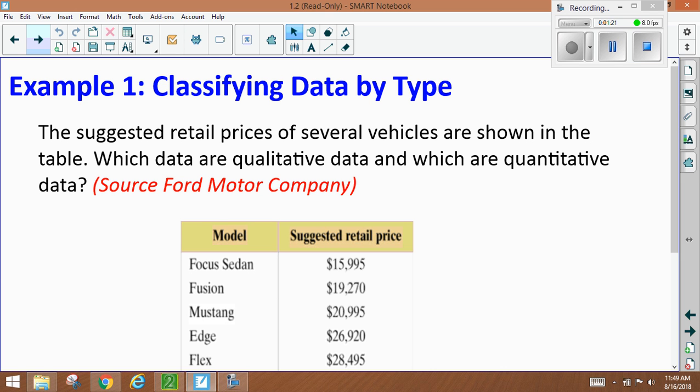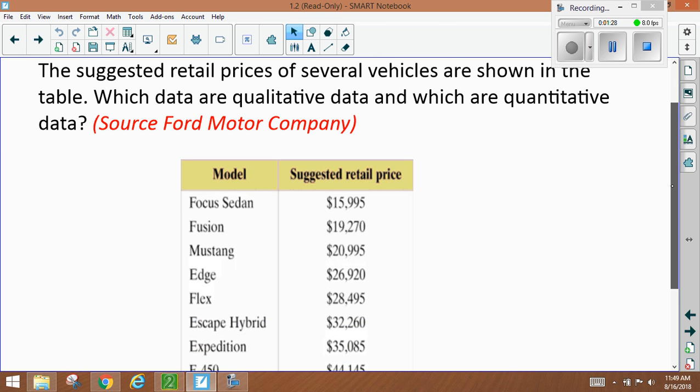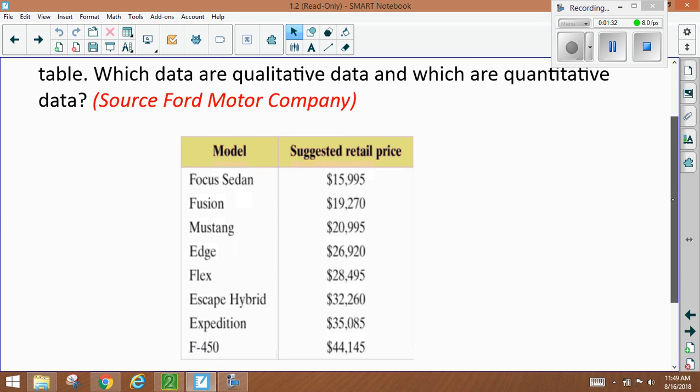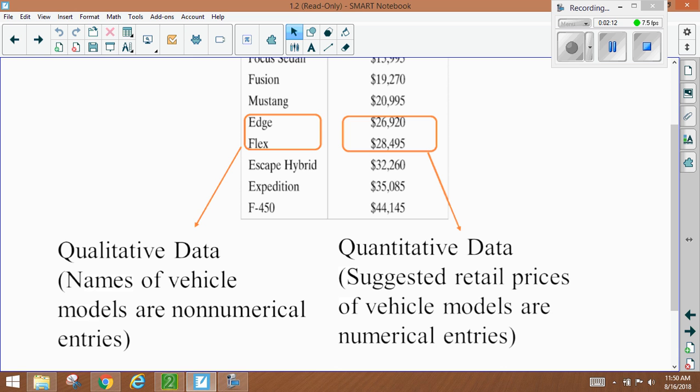All right, so we've got retail prices of vehicles shown in this table. Which data are qualitative and which are quantitative? What do you think? Yeah, the retail prices, yeah, those are quantitative. And our name of our car, or model of the car rather, is qualitative. There we go. We've been given the answer, right. Alright. Moving on.